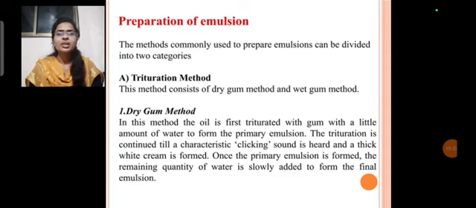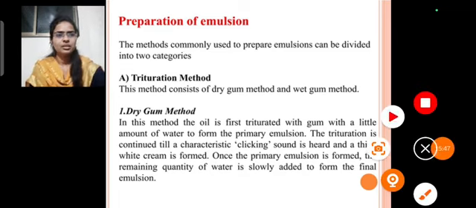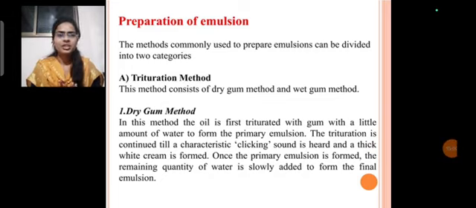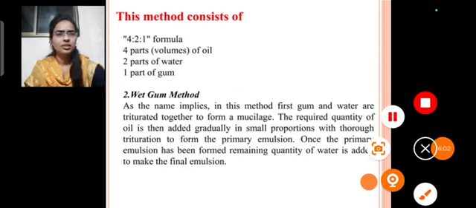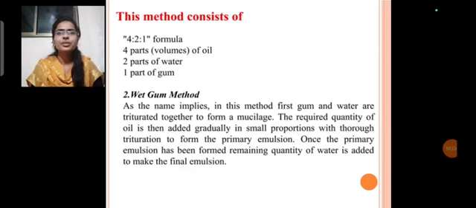The trituration is continued till a characteristic clicking sound is heard and a thick white cream is formed. After that, the primary emulsion is formed. After that, the remaining quantity of water is slowly added and the final emulsion is formed. The dry gum method follows the 4:2:1 formula, meaning 4 parts of oil, 2 parts of water and 1 part of gum.